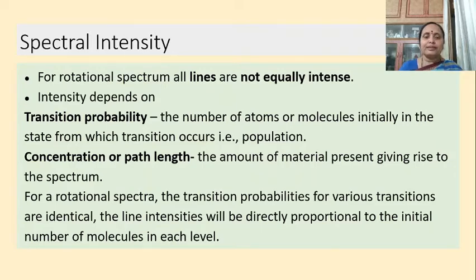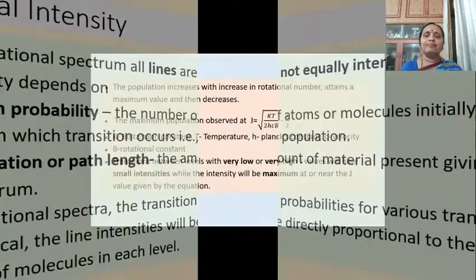For rotational spectra, the transition probabilities for various transitions are identical. That is, the line intensities will be directly proportional to the initial number of molecules in each level.